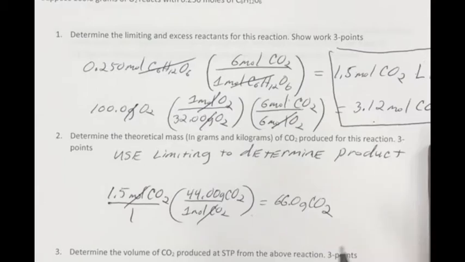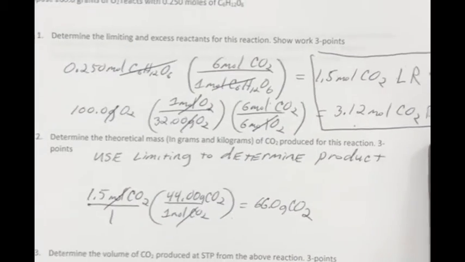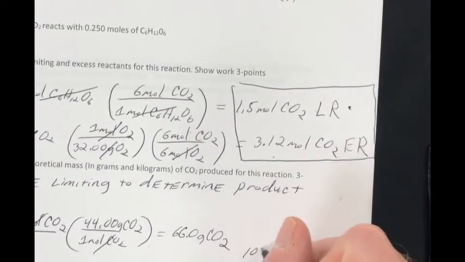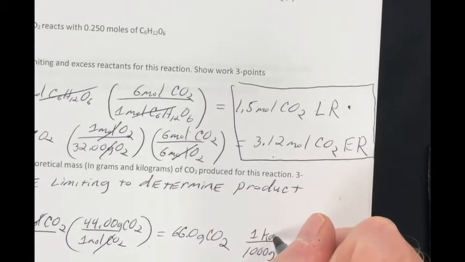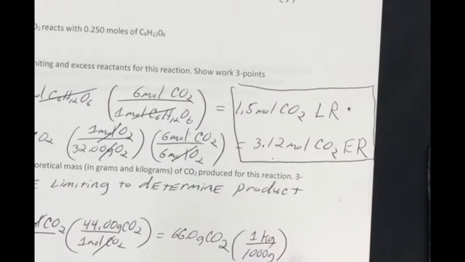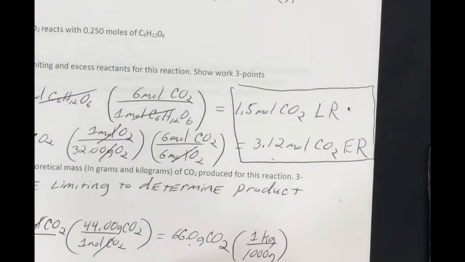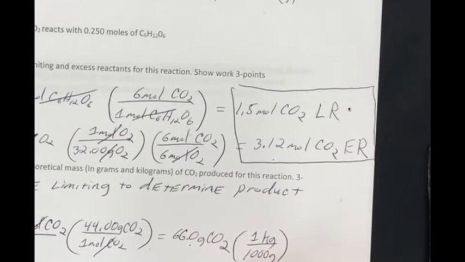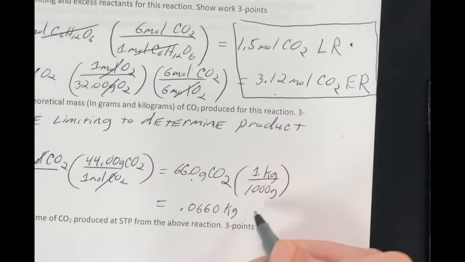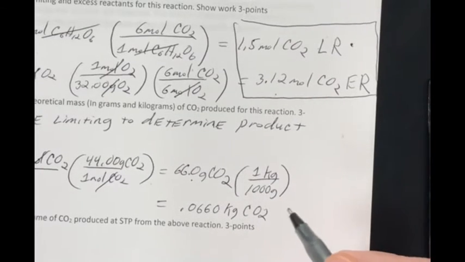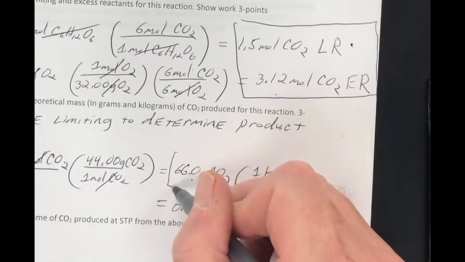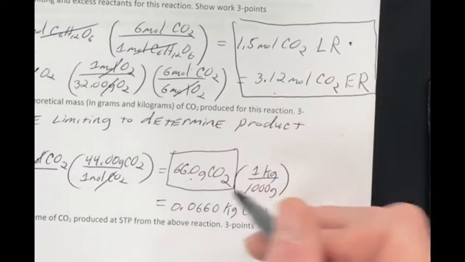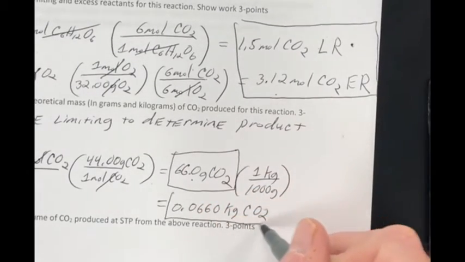Let's convert that to kilograms. We know that there are 1,000 grams in 1 kilogram, which simply means we're dividing that value by 1,000, so we have 0.0660 kilograms of CO2. Put a 0 in front, and here is one of my answers. Here's another of my answers.